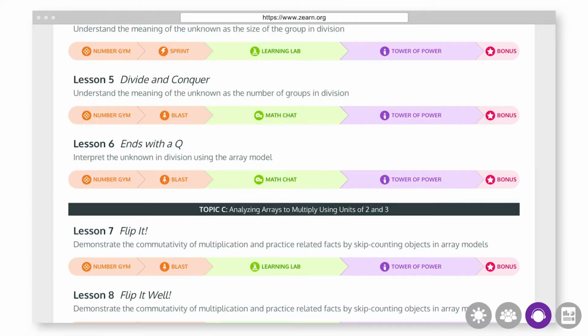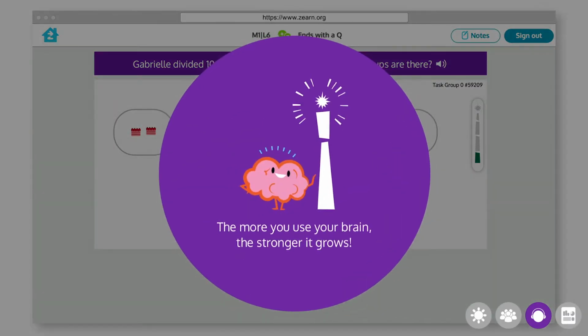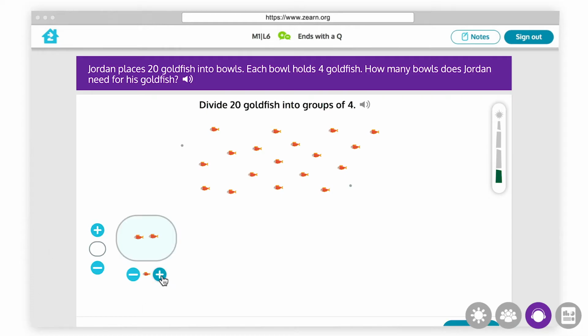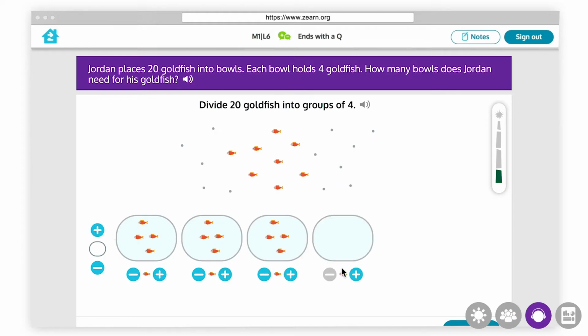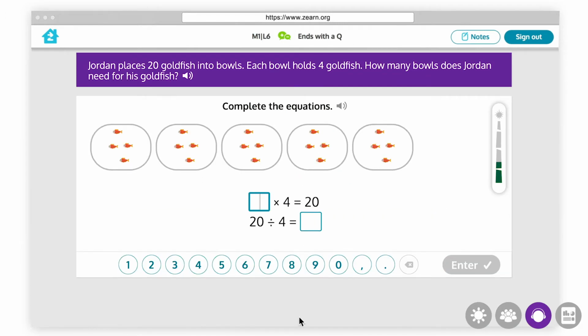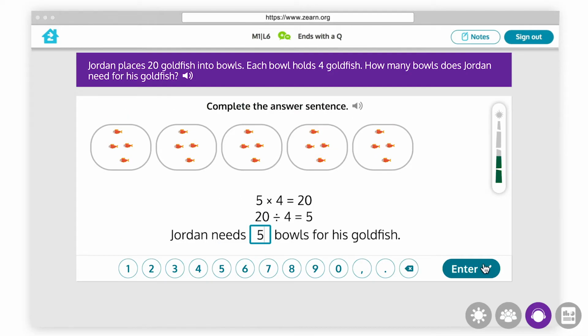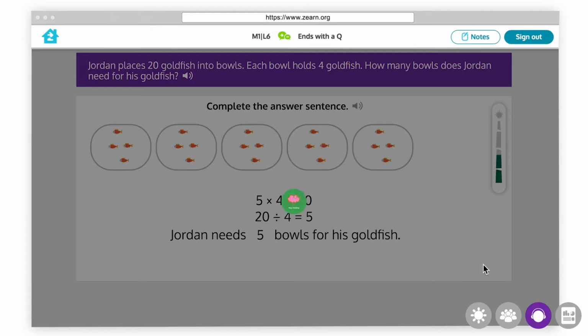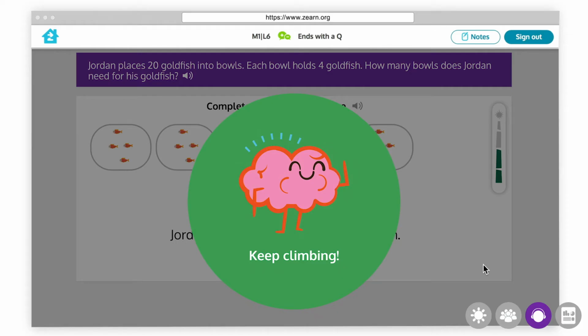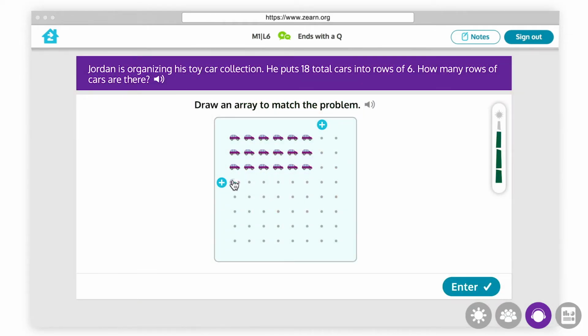After guided practice, students demonstrate their new learning in the Tower of Power. In the Tower of Power, students work through multiple stages of independent practice, solving problems that become more complex and less scaffolded as they progress. Students need to answer all questions correctly to complete the Tower of Power and unlock the next lesson in the mission. This tower begins with a concrete model to determine the unknown number of groups, and progresses to using a different strategy, an array, to solve the problem.